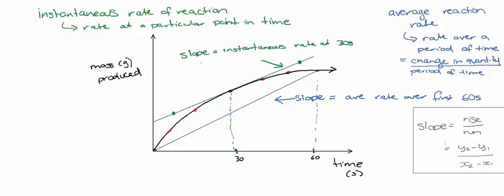So in this example, if we found the slope of the tangent at this point, we'd be finding the instantaneous rate at 30 seconds, but we could just as easily draw the tangent at this point here and find the instantaneous rate at 40 seconds.